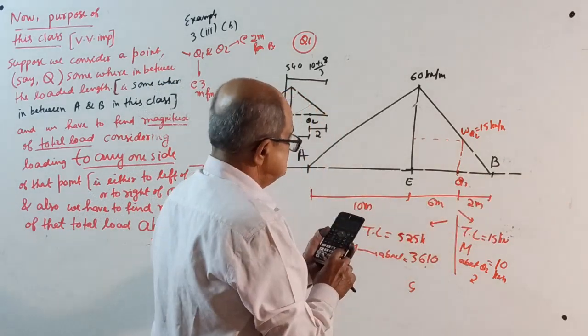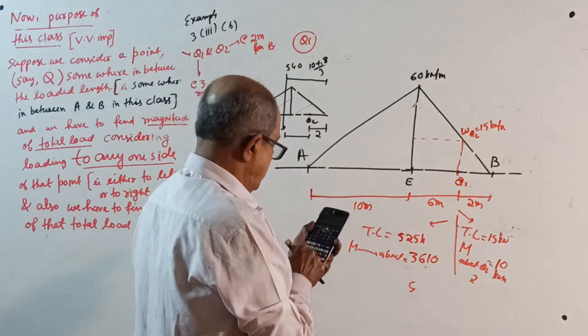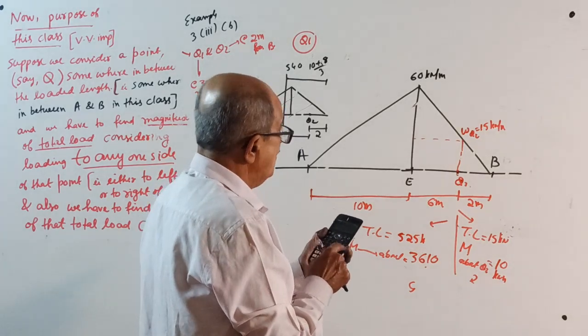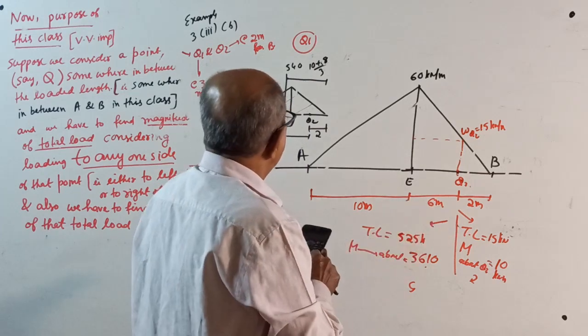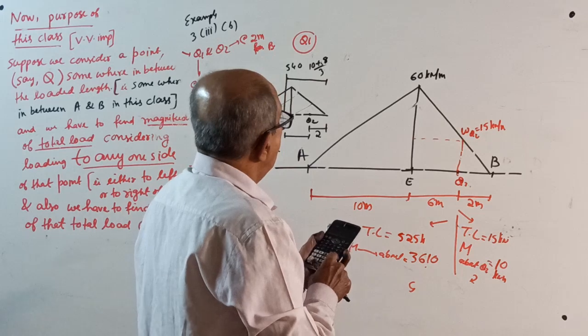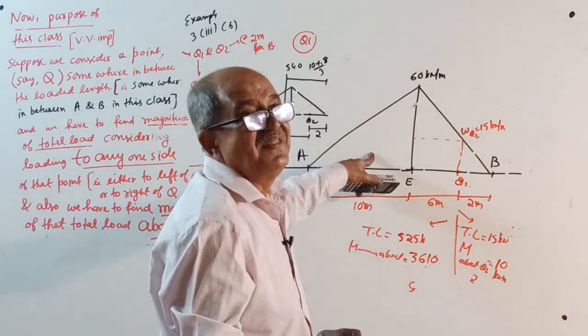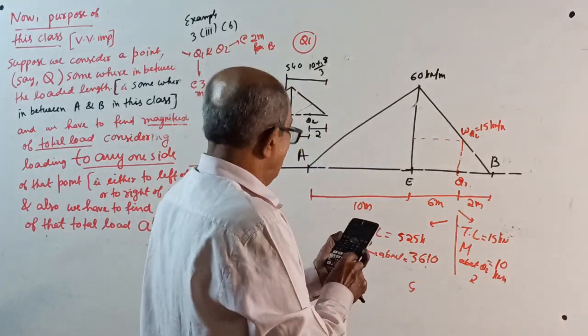Moment from that side: half into 2 into 15 into 1 by 3 of 2, 10, correct. That is a 10 clockwise, this side. Oh, I think this triangle I have not taken. Correct. See, this is wrong.